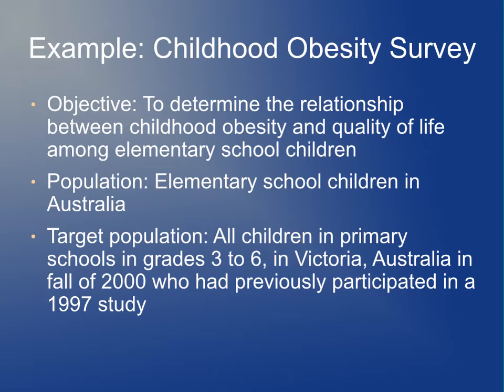An example of this was a childhood obesity survey that was conducted in Australia. They were trying to determine the relationship between childhood obesity and the quality of life among elementary school children. So the population of interest was elementary school children in Australia, which is much too large to sample from without extreme amounts of money. So they set up a target population with children in grades 3 to 6 in Victoria of Australia in the fall of 2000 who had previously participated in the 1997 study. You just have to hope this particular target population is fairly representative of the population as a whole.